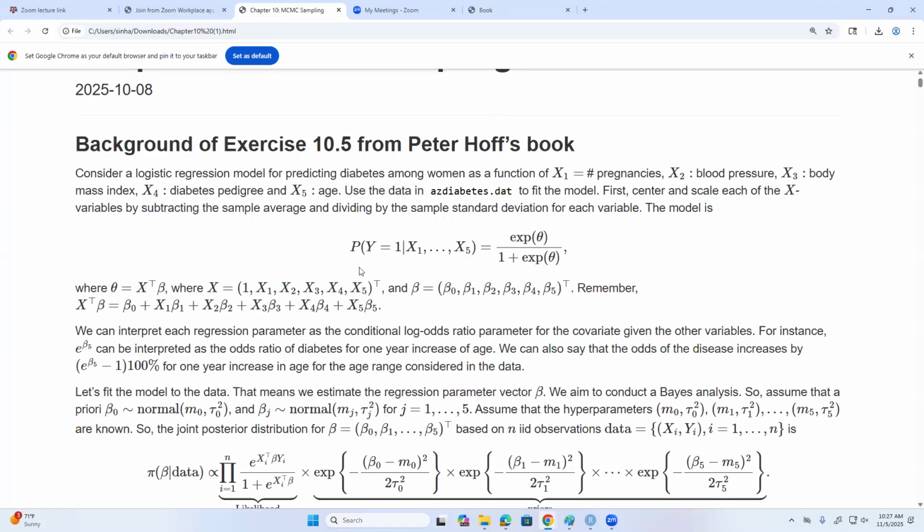So here y equal to 1 represents someone has diabetes, y equal to 0 represents someone does not have diabetes. We wanted to model the probability that someone has diabetes in terms of these predictor variables x1, x2, x3, x4. And this is the logistic regression. When you write the success probability as e to the power of the linear predictor, this is called the linear predictor, theta, which is written as x transpose beta, and in the denominator, we have 1 plus e to the power theta.